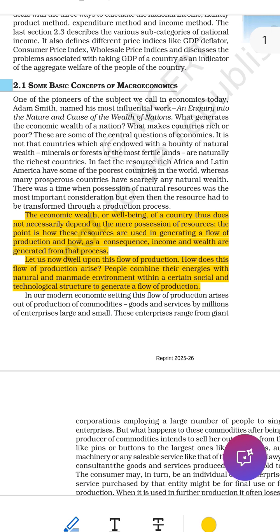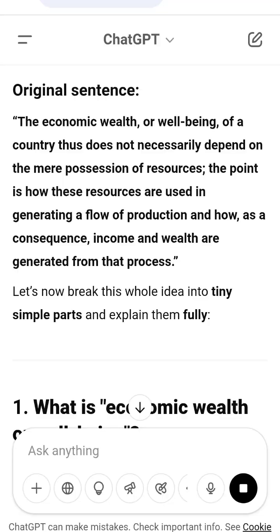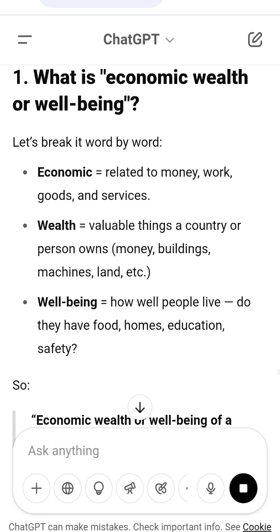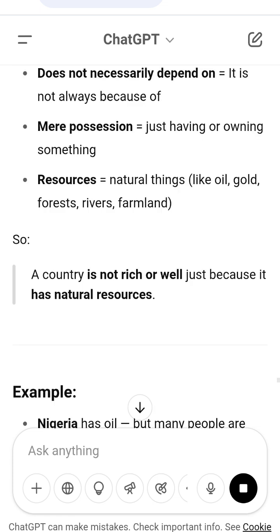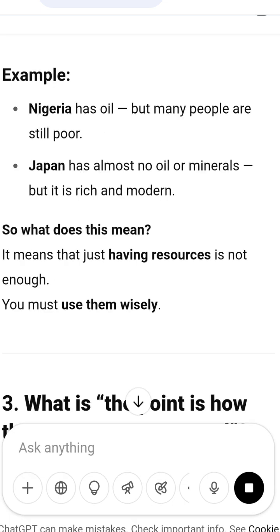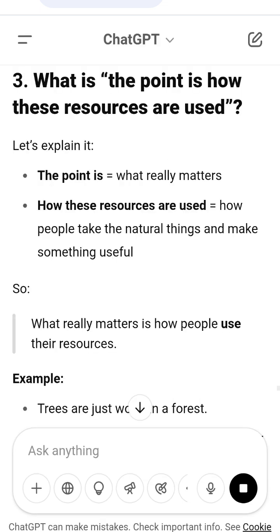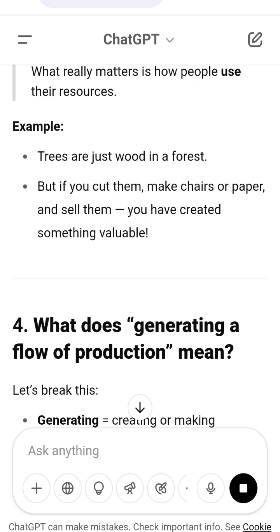Step 3, the secret: flow of production. This is the big idea in the passage. A country becomes rich when there's a continuous flow of production. Let's break that down. What is production? Making or providing goods, like food, clothes, cars, or services, like teaching, healthcare, transport. What is a flow? A stream that keeps going, not once, but again and again, every day, every season. So a flow of production means people keep using energy, land, tools, and teamwork to create useful things regularly. And that's where real wealth comes from.